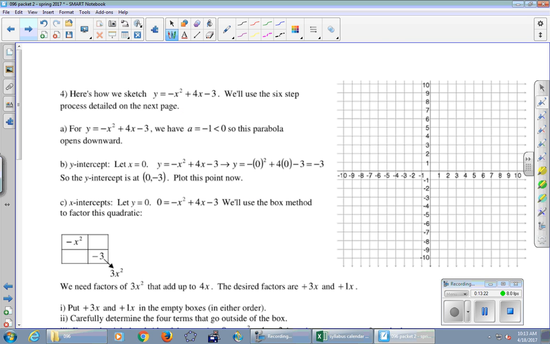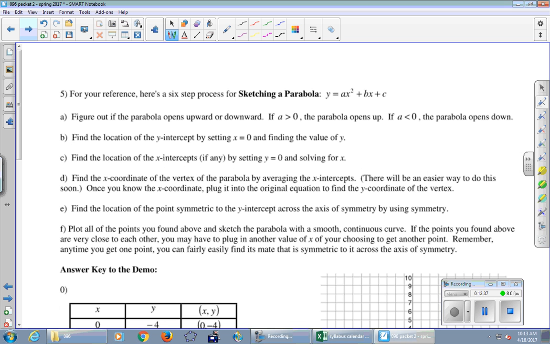So number 4 says, here's how we sketch y equals negative x squared plus 4x minus 3. We'll use the 6-step process detailed on the next page, so you can stay right here on this page. I'm going to jump temporarily to the next page. It says sketching the parabola y equals ax squared plus bx plus c. Same a, b, and c we wrote earlier today.